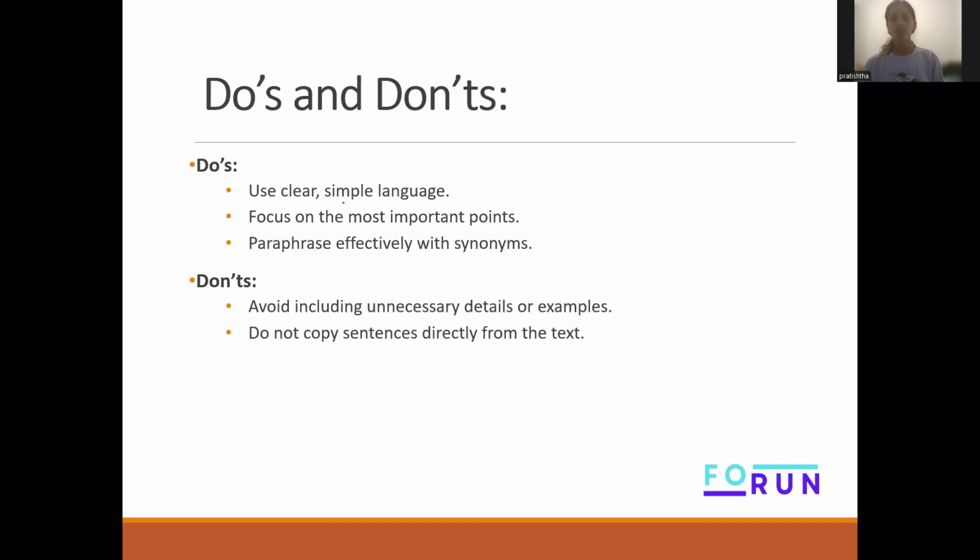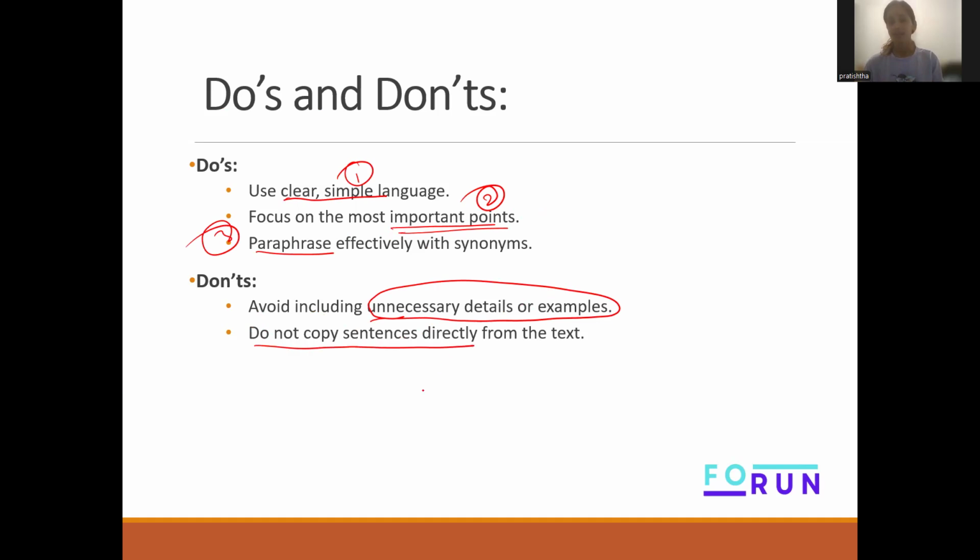Do's and don'ts: use clear, simple language, focus on important points, and paraphrase effectively, right? So clear and simple language, that's your first. Important points, just focus on that, and paraphrase. Don't, do not include any unnecessary details or examples that are not related to the main point. And don't copy text directly. Don't just copy it, paraphrase it, make it into your own words, simplify it, right?